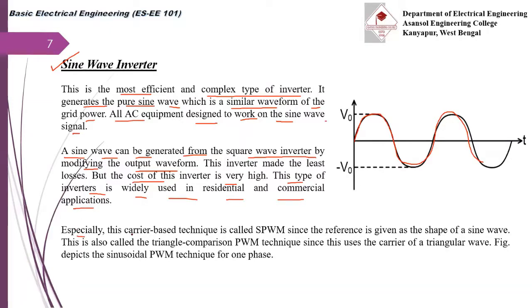Now, especially this carrier-based technique is called SPWM, that is, sinusoidal pulse width modulation, since a sinusoidal wave is generated here and the reference signal is in the shape of a sine wave. This is also called the triangle comparison PWM technique, since this uses a carrier of triangular wave. Now, this figure is a sinusoidal PWM technique for one phase only.